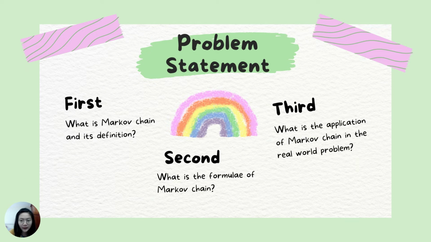In our Beautiful Mind project, we have 3 problem statements. First, what is Markov chain and its definition? Second, what is the formula of Markov chain? Third, what is the application of Markov chain in the real-world problems?